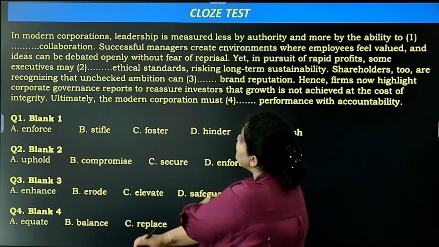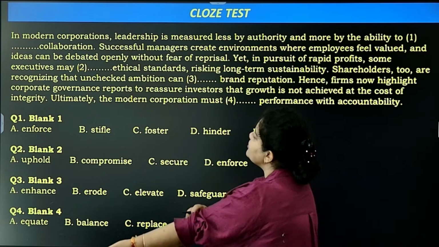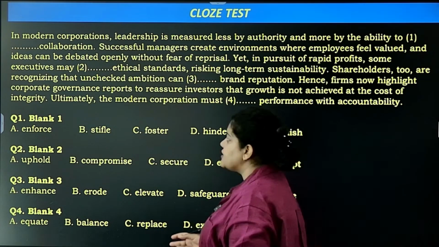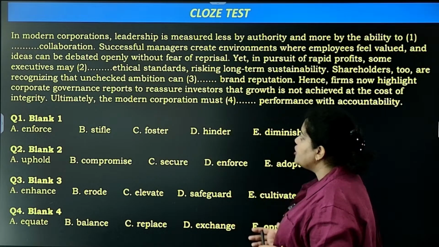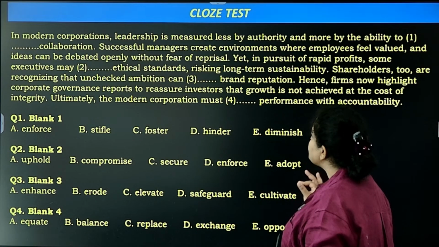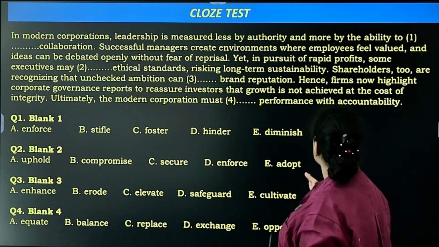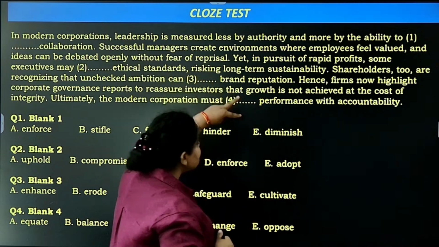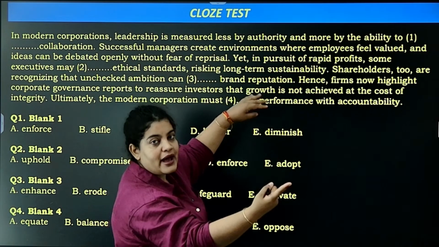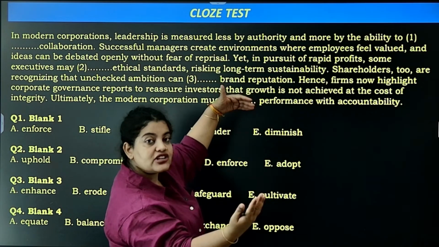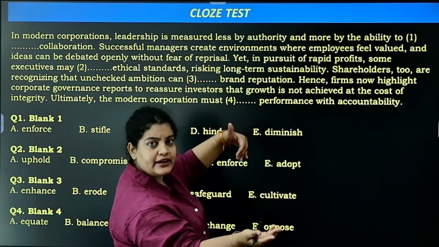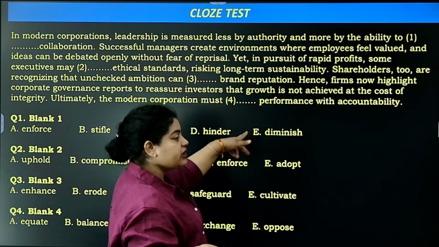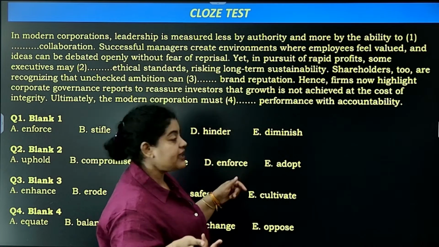So the theme was about the modern corporations and their shareholders and the other aspects. So let's read it. In modern corporations, leadership is measured less by authority and more by the ability to. So less by authority and more by. So हमें क्या चाहिए? क्या word चाहिए? That looks opposite to the authority. Okay, कि अथॉरिटी कम है, मोर क्या चीज ज्यादा है. सो डेफिनेटली अथॉरिटेटिव वाला वर्ड नहीं आ सकता.